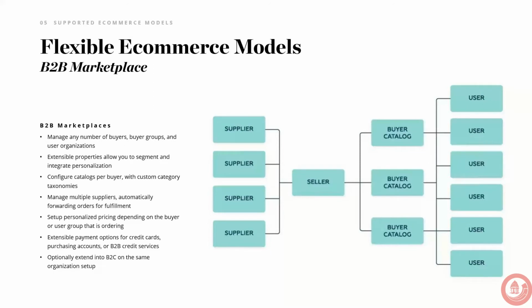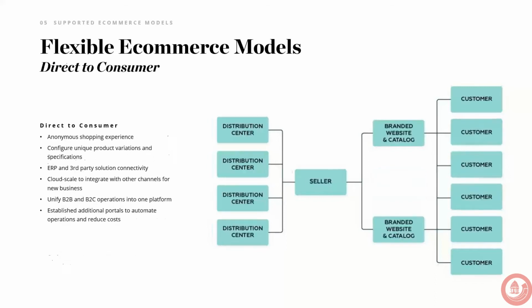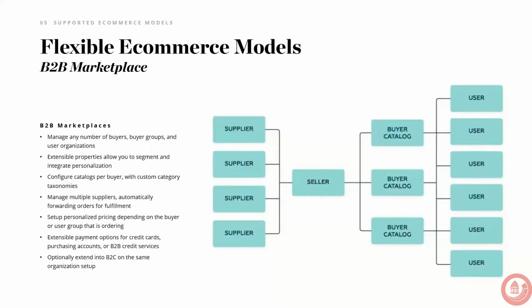Next up is a B2B scenario. In a B2B scenario, and this is a B2B marketplace, you can manage any number of buyers, buyer groups, and user organizations. So in this case, you still have the seller in the center. You also have different buyer catalogs. So as a business selling to other businesses, you can think of this scenario where you had direct customers. In this case, you have specific buyers who consist of multiple users, right? So you could have a certain organization, and there's X number of users in that, and they're buying from you.